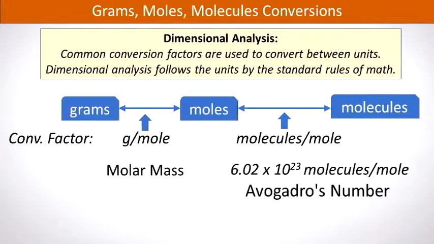In this diagram, we show you the relationship between grams, moles, and molecules. Moles is the common factor between grams and molecules. Grams are converted to moles and moles to grams using the molar mass, which is in units of grams per mole. Molecules are converted to moles and moles to molecules by using molecules per mole, which is Avogadro's number, 6.02 times 10 to the 23 molecules per 1 mole.